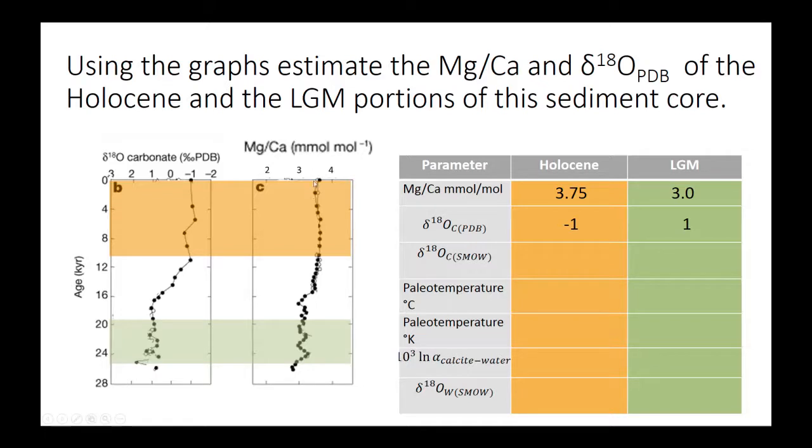represent the Holocene. Okay, so I've picked basically -1 as the oxygen isotope value, and I think 3 and a bit for the magnesium-calcium. And then choose where the LGM is, and you should know where the LGM is, and pick a value. I've picked 1, and I think I picked 3. There we go. So you might want to think for later on about how precise those determinations were.